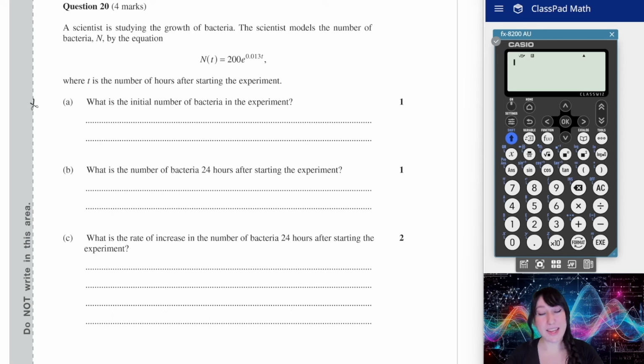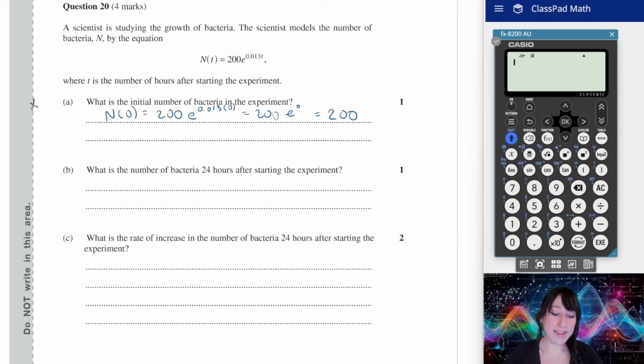However, the initial number will occur when t is 0. We could plug that in to work it out if we needed to. The reason the 200 is the initial amount in the exponential is because anything to the power of 0 equals 1. So initially there are 200 bacteria.